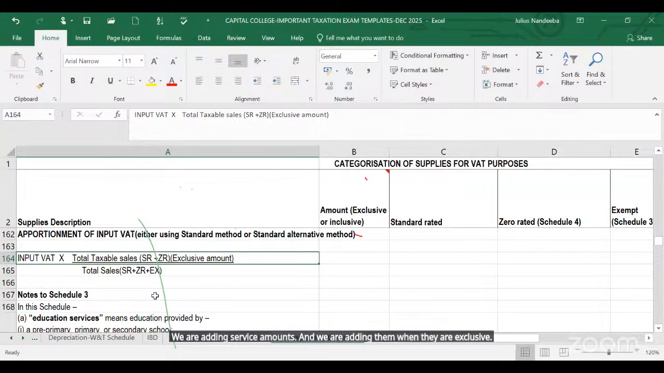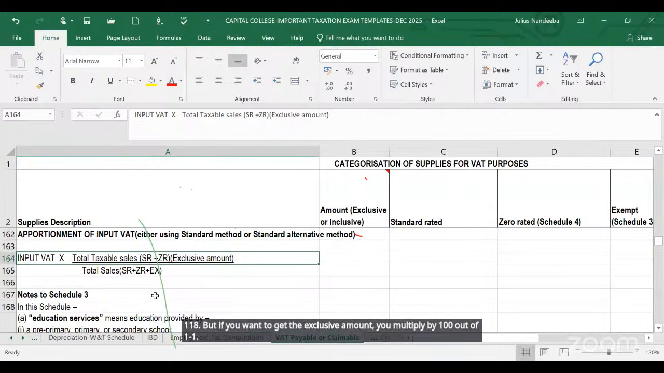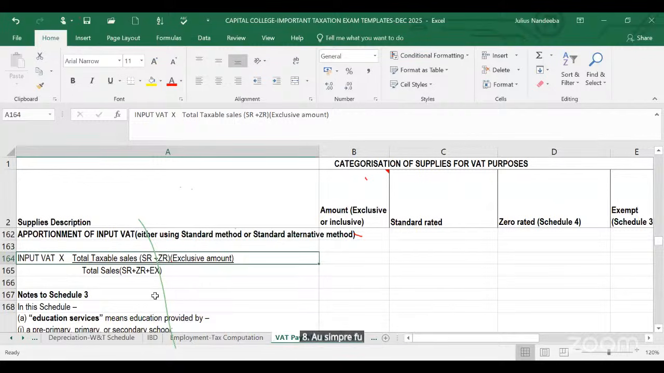It means if your sales had been inclusive, you first look for the exclusive amount. I hope by now we know how to get the exclusive amount out of the inclusive amount. Because we know when you have inclusive, to get VAT, you multiply by 18 out of 118. But if you want to get the exclusive amount, you multiply by 100 out of 118. Or simply, if you're lazy, get what was inclusive first, remove the VAT component.